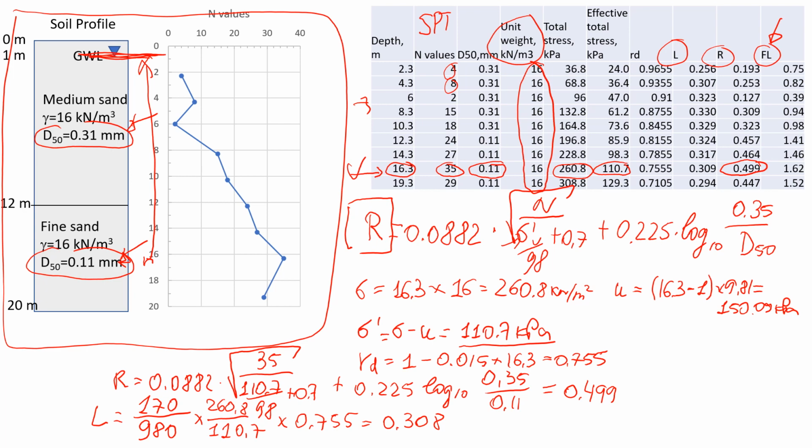So now if we estimate the value of FL, it will be R divided by L, so it's resistance against the driving force, 0.499 divided by 0.309. That will give us approximately 1.62. So this is the number. If it's greater than 1, this means that sand at this depth most likely is not going to liquefy if there is an earthquake with a maximum acceleration of 170 gals.